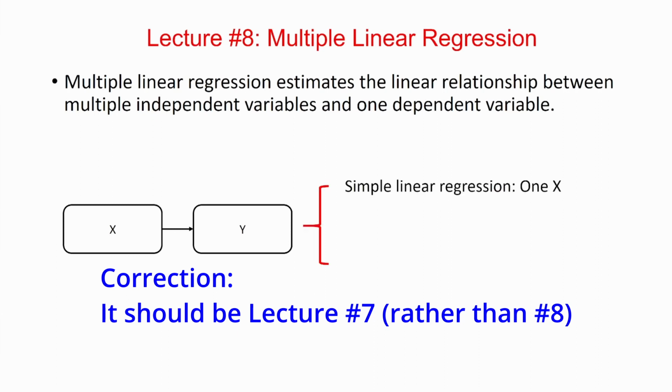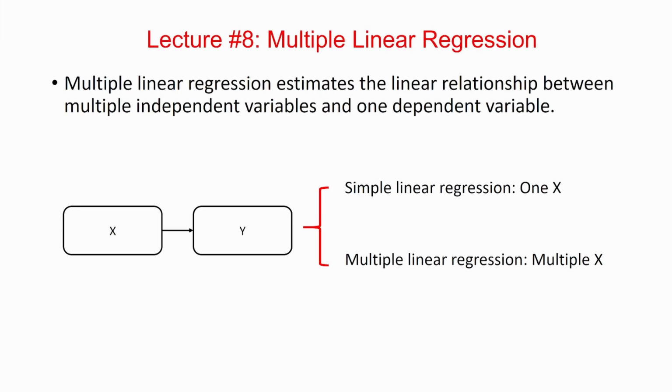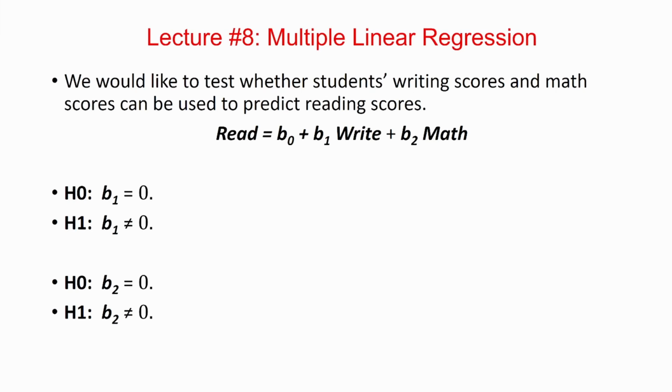For the simple linear regression, we only have one x. But for the multiple linear regression, we have multiple x and one y. So x is called the independent variable and y is the dependent variable. Here we're going to test the model. Remember earlier, in the simple linear regression, we only had writing as a single predictor. Now we add math. We'll see whether math can also explain students' reading score. So here we're testing two regression coefficients, so there are two sets of null and alternate hypotheses. The first set is about B1 and the second set is about B2.